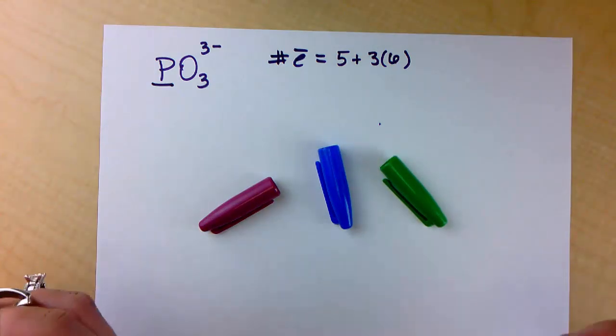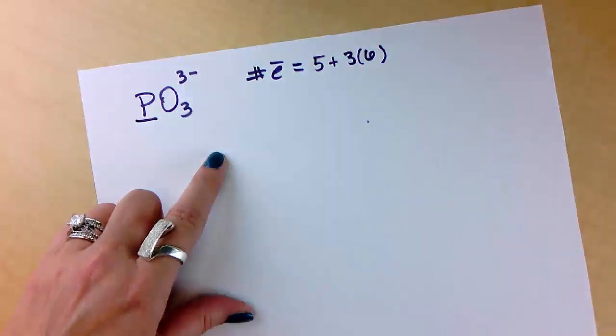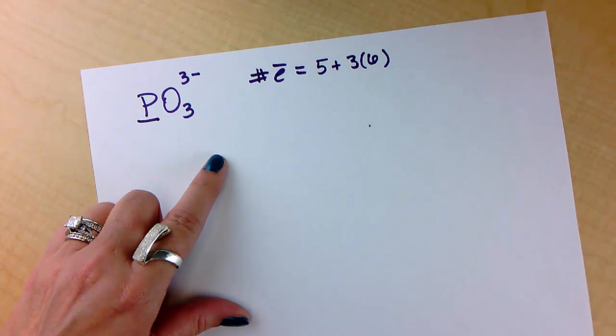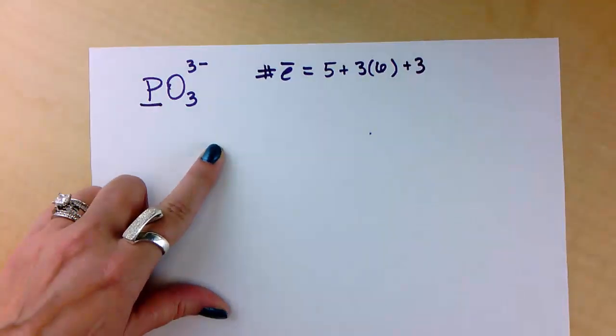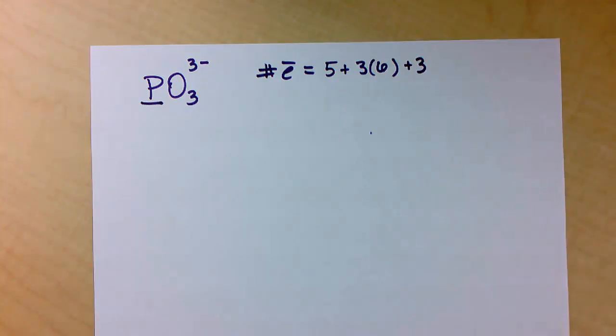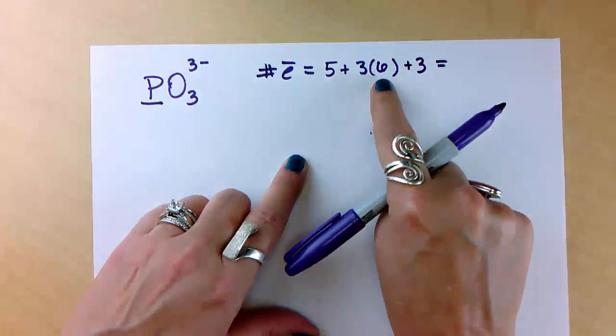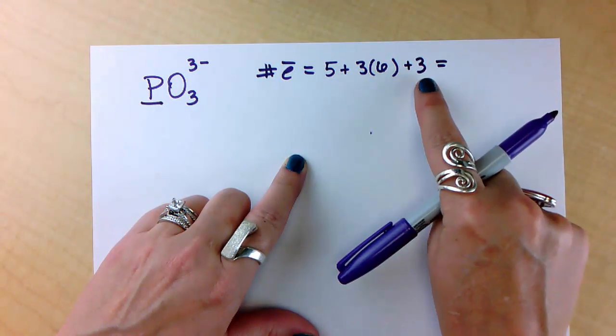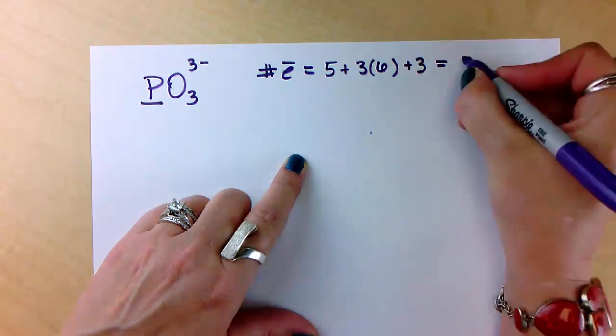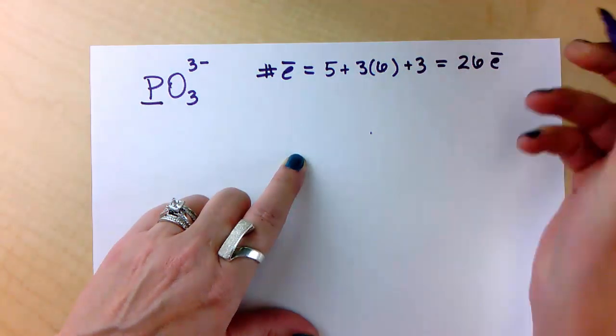So if I gained 3 electrons, how does that affect the number of electrons? You're correct if you said we need to add 3 electrons to our total because of the -3 charge. So we have 3 times 6, which is 18, plus 5, plus 3, gives us 26 electrons total.